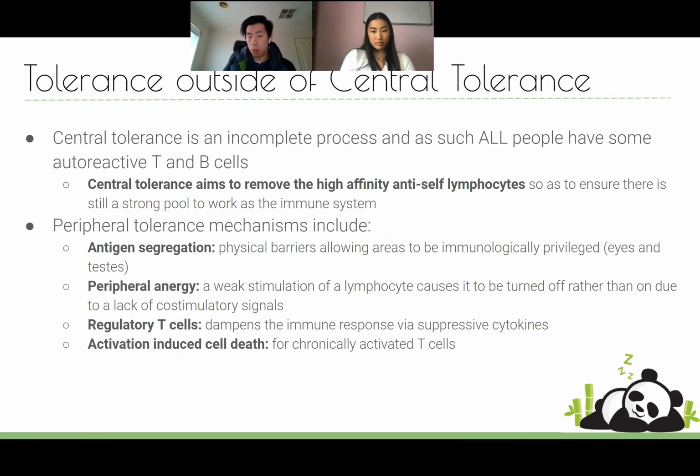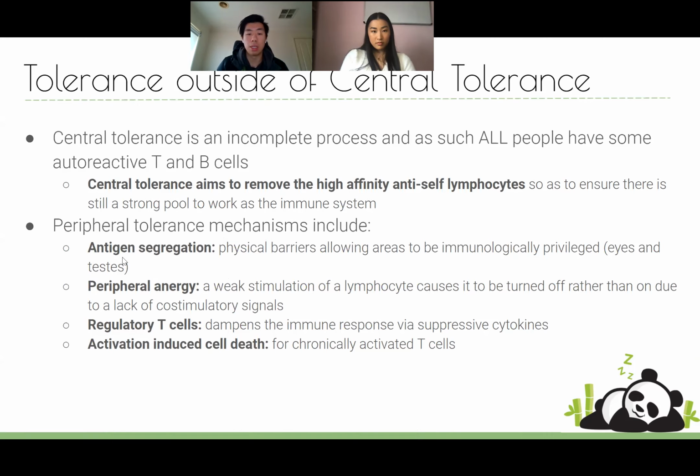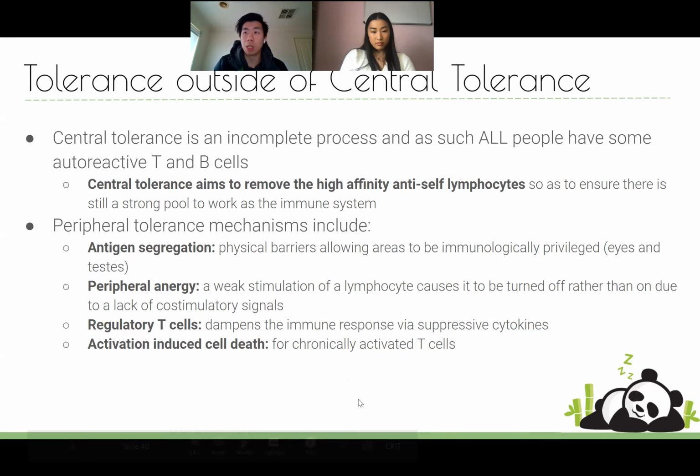So how do they get rid of the other ones? Well, they go through 4 processes. Either antigen segregation, i.e. they just physically can't get to those other places, so your eyes and testes. Peripheral anergy, i.e. if they produce a weak response instead of a strong response, they're turned off. Regulatory T cells, i.e. they can just dampen them. Or activation-induced cell death. So if they are always active, the body thinks, well, this is kind of dumb. Unless we have an infection all the time, they'll just turn it off that way instead.